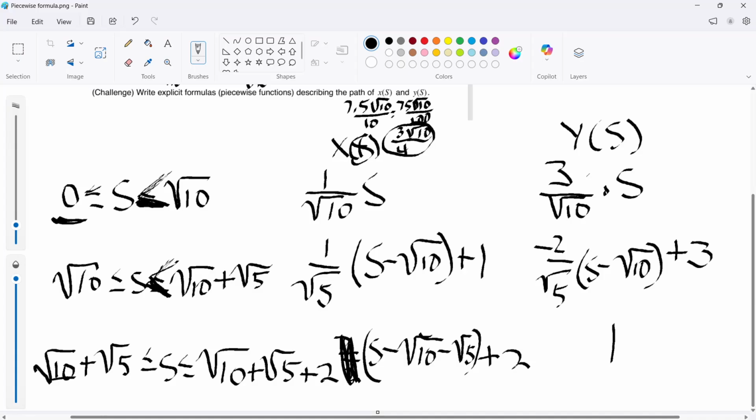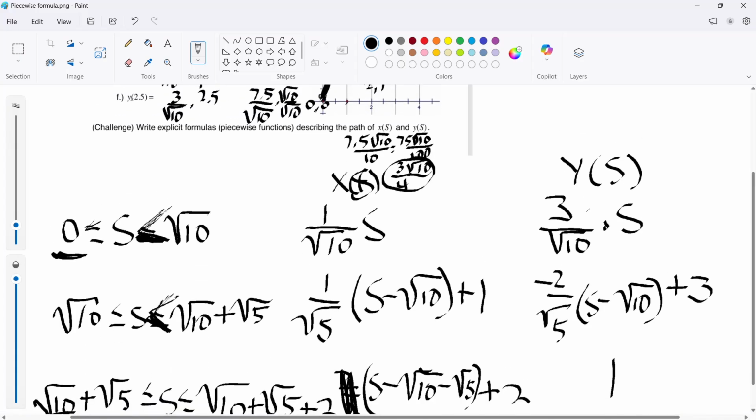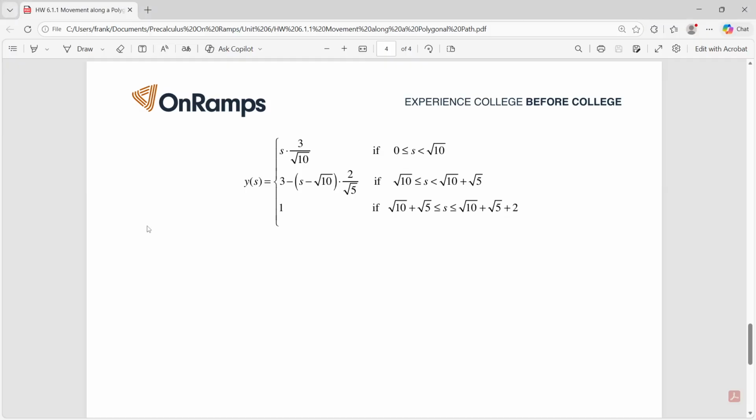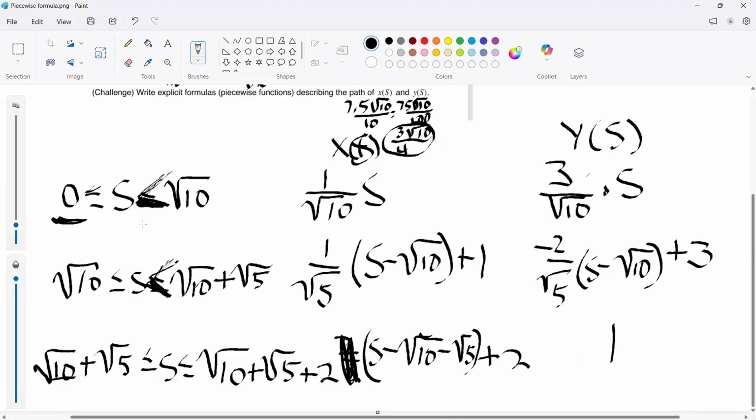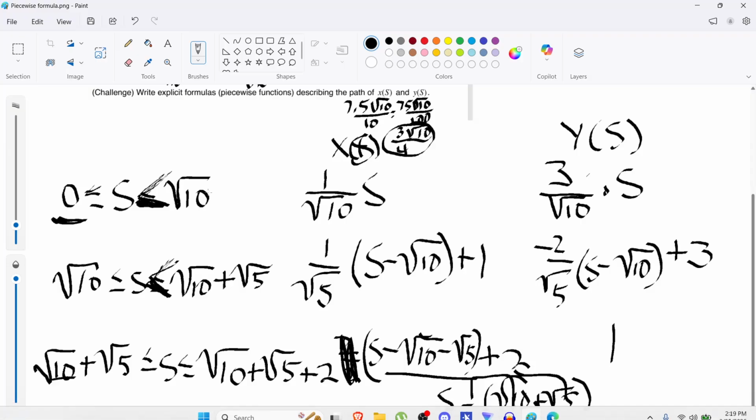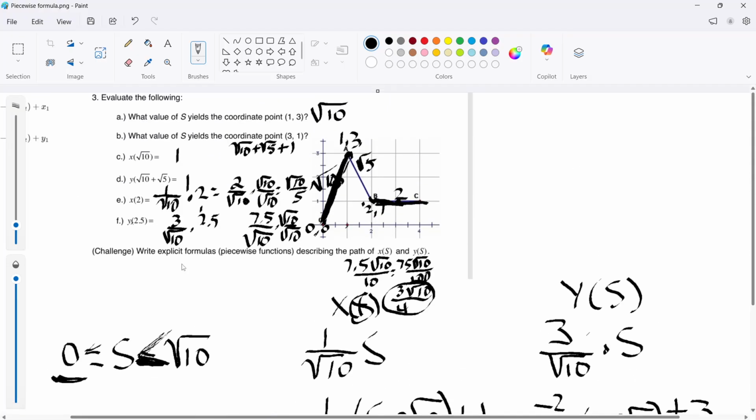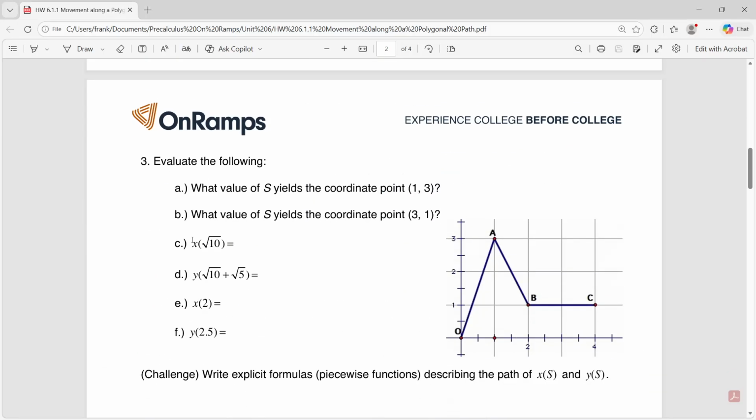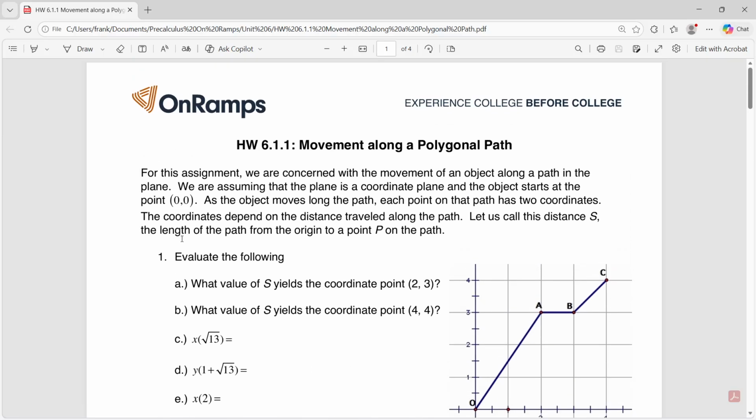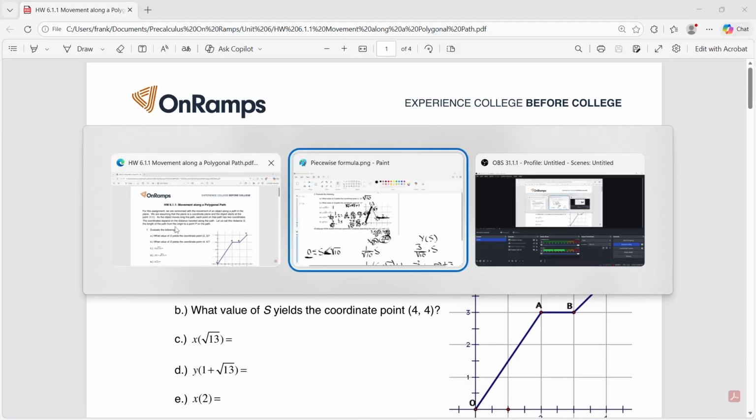And in the third segment, y of s is just 1. And let's see if that's exactly how they wrote it. They left it inside the quantity. They said s minus square root of 10 plus square root of 5, which I can just distribute this negative sign and get what I wrote there. And then plus 2, always add where it started from. So that's how to answer this question, number 3, when doing movement along a polygonal path, however you want to say that.